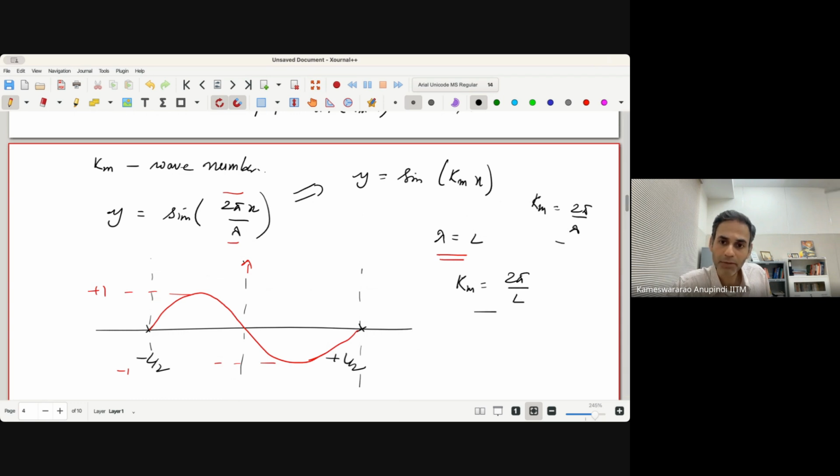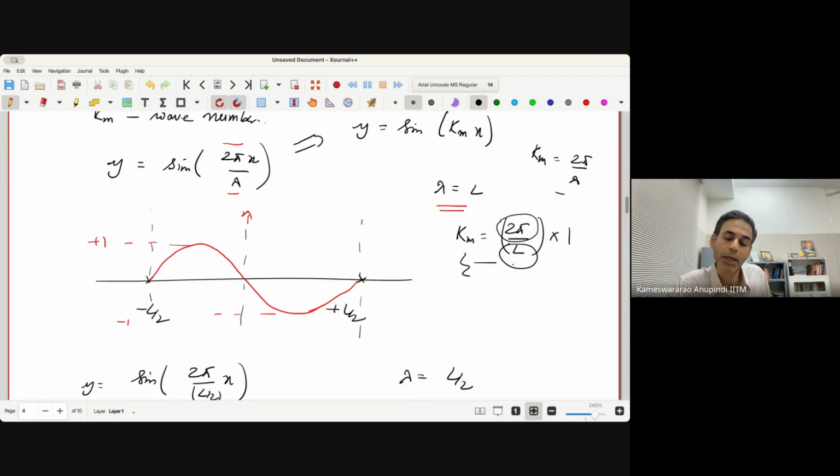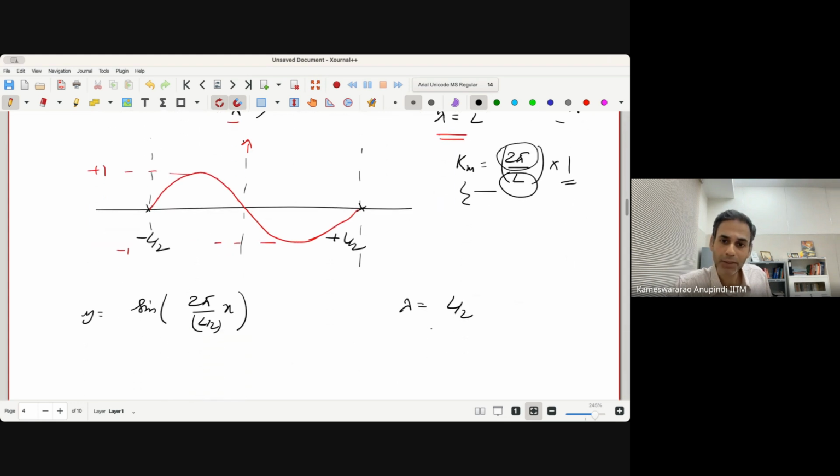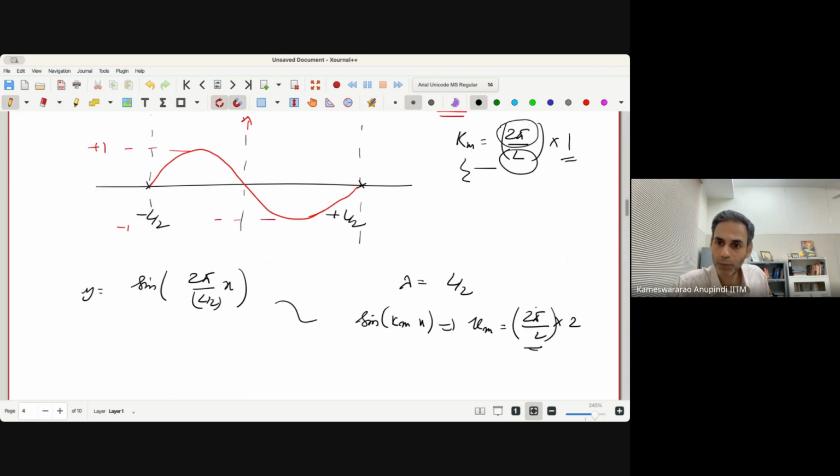So that means my wave number k_m is 2 pi by L times 1. That means I can fit a period of 2 pi in a length of L, right? That means in a length of L, I can fit one such sine function. Similarly, if my lambda equals L by 2, then if I compare with sine of k_m x, my k_m equals 2 pi by L times 2.